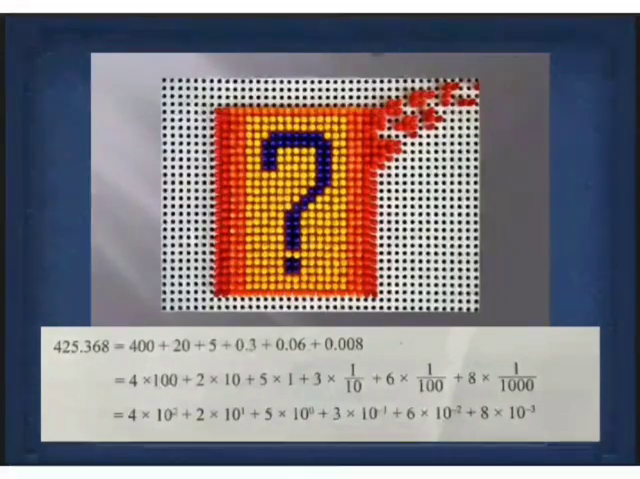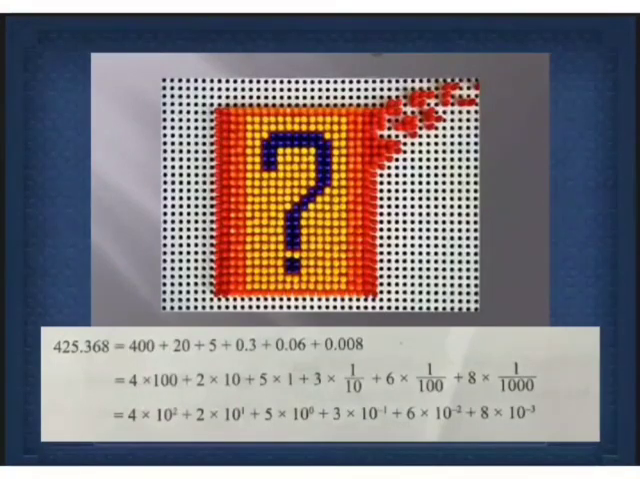Now 3 is at 10th position, which means here we have a negative power of 10, so 3 into 10 raised to power minus 1, plus 6 into 10 raised to power minus 2, plus 8 into 10 raised to power minus 3. So this is the expanded form for the decimal number.